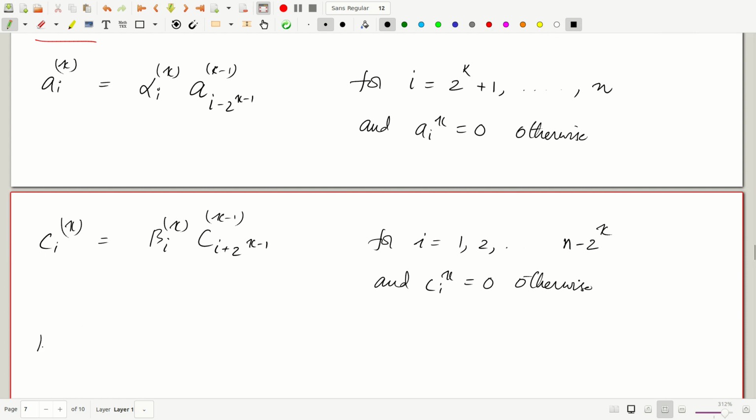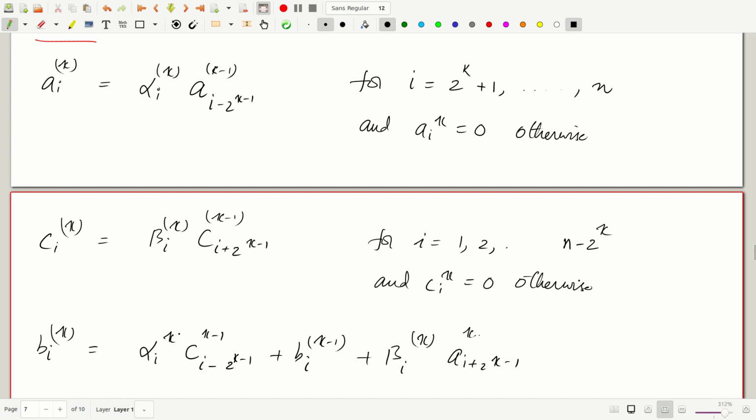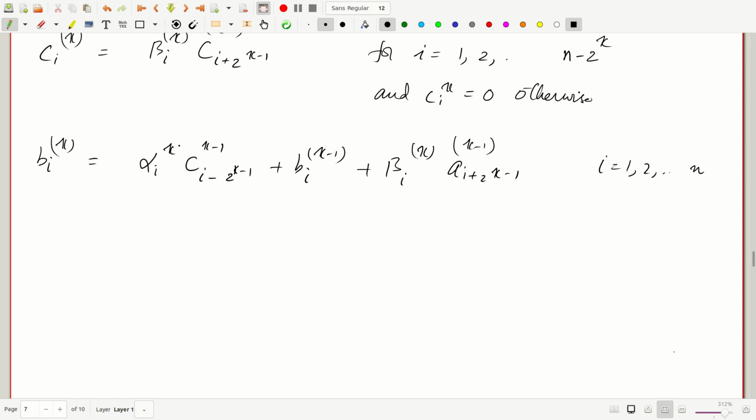Okay, similarly b_i^k equals, b_i is the diagonal element, so the diagonal element will be alpha_i^k c_{i-2^{k-1}}^{k-1} plus b_i^{k-1}, and then plus beta_i^k a_{i+2^{k-1}}^{k-1}. Okay, so this is valid for i equals 1 all the way to n, for all of them. Of course, you need to have that, right, because you end up with the diagonal matrix.